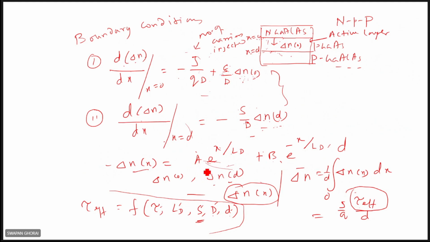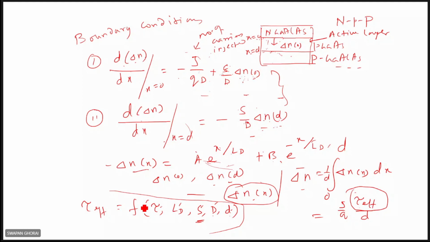So we can estimate the value of a and b. After that, you will get very big expressions for delta n x. And once you get delta n x, you can have the average concentration, that is 1 by d, integral from 0 to d, delta n x into dx. If you substitute the value of delta n x, it is a very long expression. Plus you can have j by qd into tau effective.